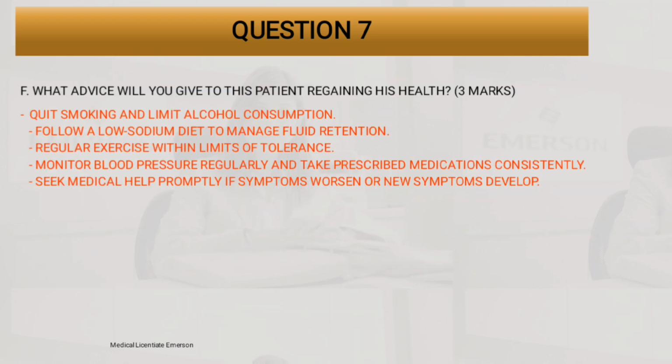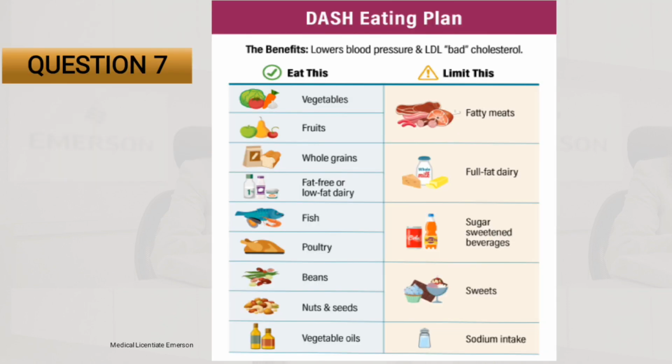So the advice is to quit smoking and limit alcohol consumption. You have to follow a low sodium diet to manage fluid retention, regular exercise within the limits of tolerance, monitor blood pressure regularly and take prescribed medications consistently without stopping. Okay, and regular follow-ups. Then seek medical help promptly if symptoms worsen or new symptoms develop. Then for the diet, there's what we call the DASH eating plan. Okay, the DASH eating plan, this is for hypertensives. The people who are hypertensive, the diet that they should be following.